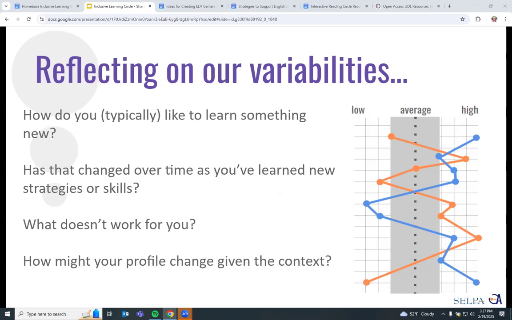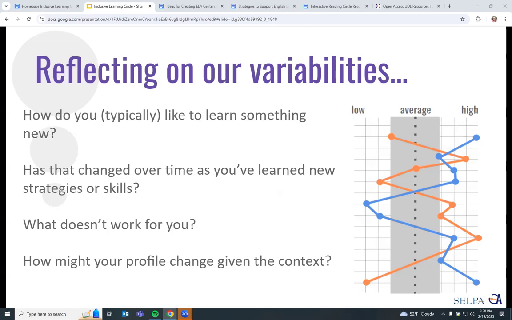So when we think about our own variability, answer questions like, how do you learn something new? Has that changed over time as you learn new strategies or skills? And what doesn't work for you? Also consider how your profile might change given the context. For example, if I have dishes in the sink in the evening, I'm actually quick to get them done because I don't want to wake up to that in the morning. So I'm pretty motivated to get that all cleaned the night before I go to sleep.